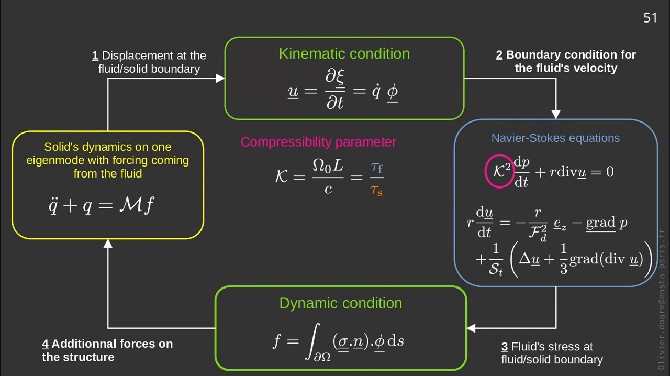This one can be seen as the ratio of two characteristic times, fluid and solid, but also as the ratio of two lengths: the length L and the wavelength of the acoustic waves emitted by the solid oscillating at the frequency omega naught. We note in the mass conservation equation that if K squared is very small, we find the condition of incompressibility, divergence of U equals 0, which means in this context that the acoustic waves are neglected.